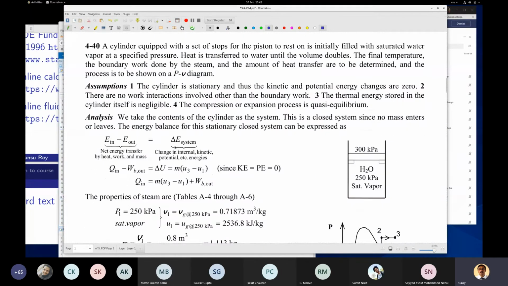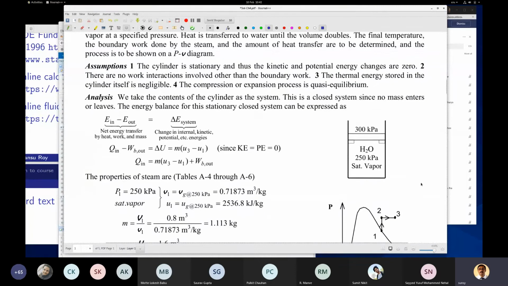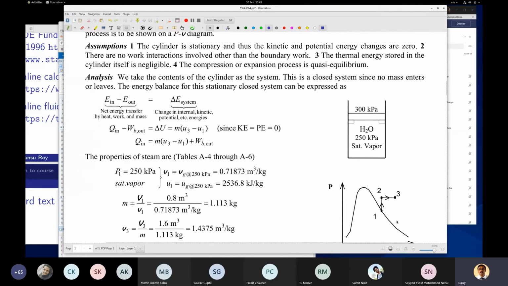So let us look at another problem. A cylinder equipped with a set of stops for the piston to rest on is initially filled with saturated water vapor at a specified pressure. So initially you have saturated vapor, right? What is meant by saturation? Saturation means it is at this position. So this is the saturated line, right?